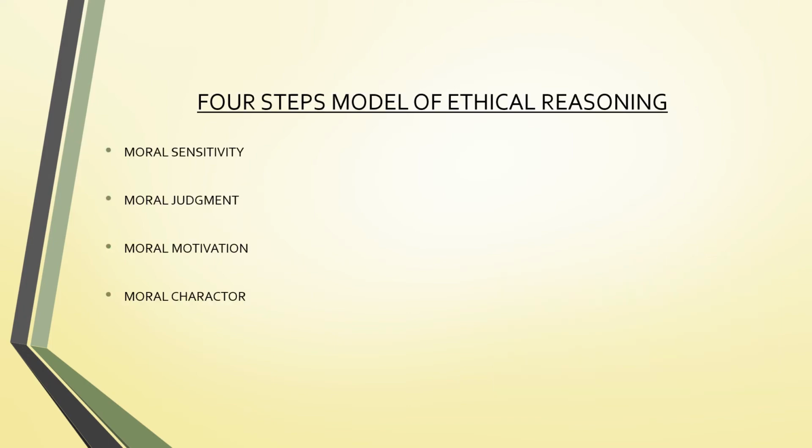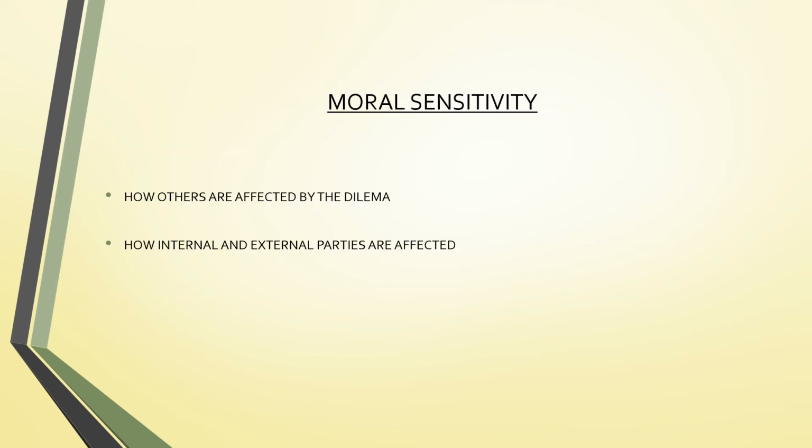Now, when you look at the 4 steps model of ethical reasoning, you're looking at moral sensibility, moral judgment, moral motivation, and moral character, all of which help a teacher come to understand how to deal with a dilemma that happens. You need to have all these steps for you to have a clear solution without being biased to any of the parties. Now, moral sensitivity looks at how others are affected by what has happened.